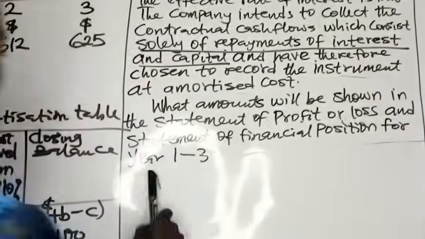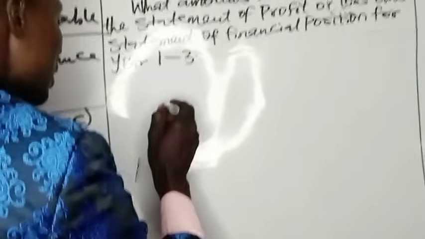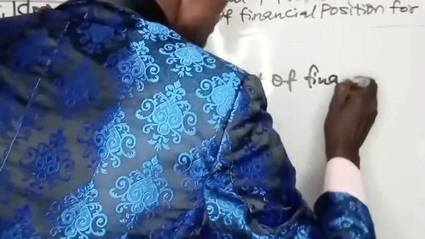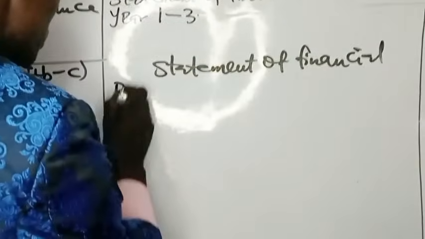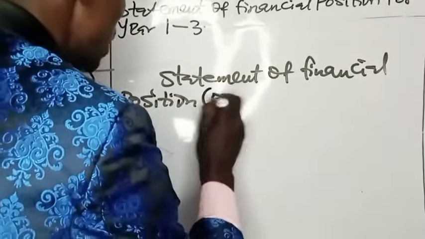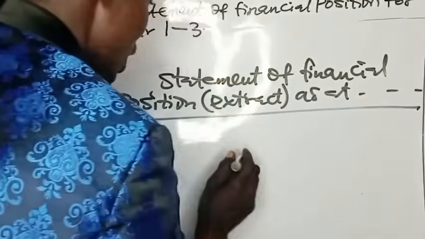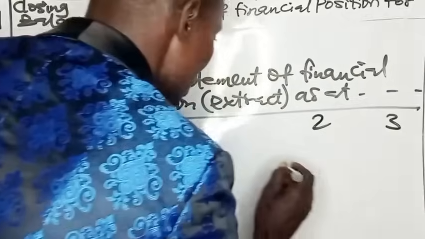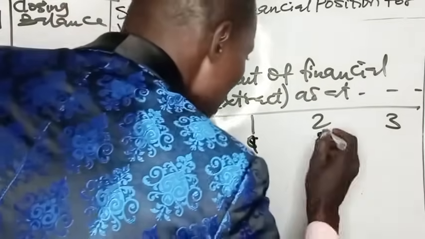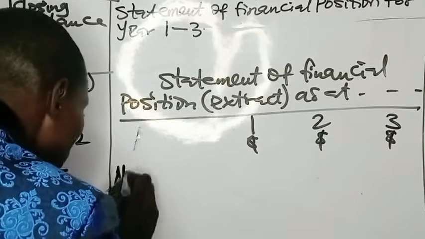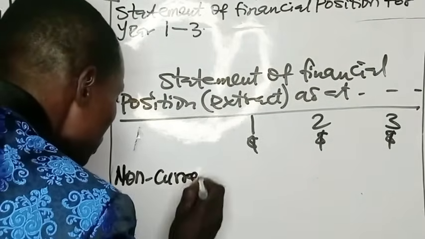Then, a statement of financial position for years 1 to 3. Now, let's have the statement of financial position extract as at the year end. They have year 3, year 2, year 1. Remember, this is a financial asset. Then under non-current asset.